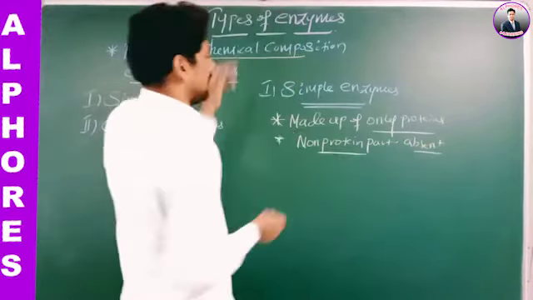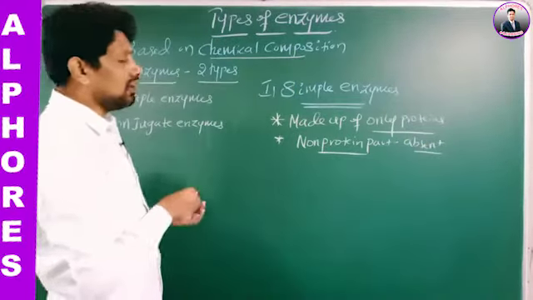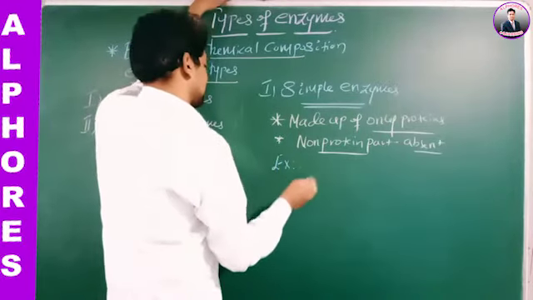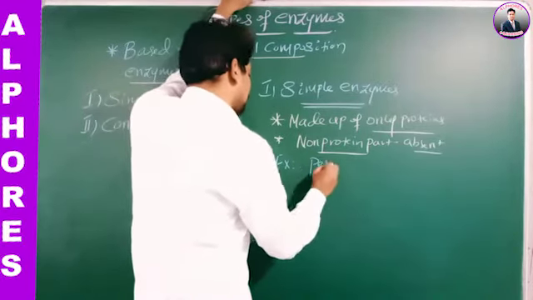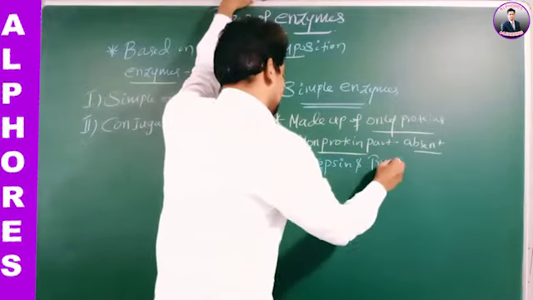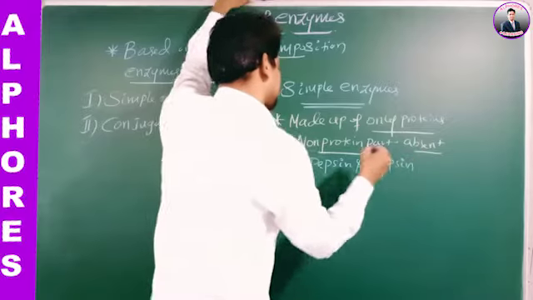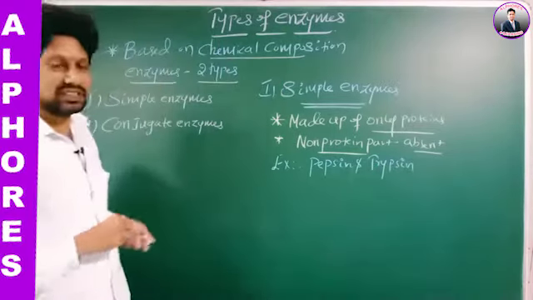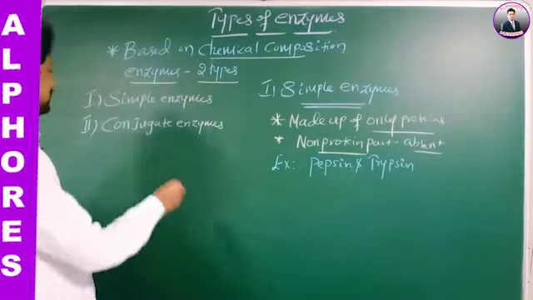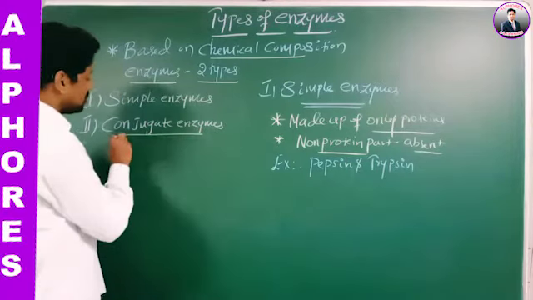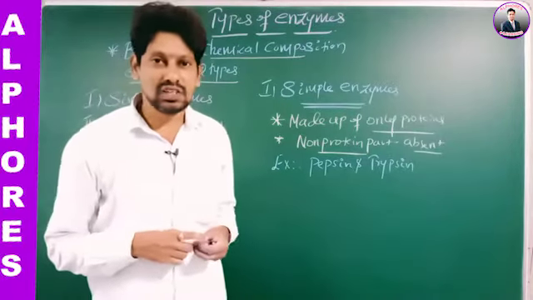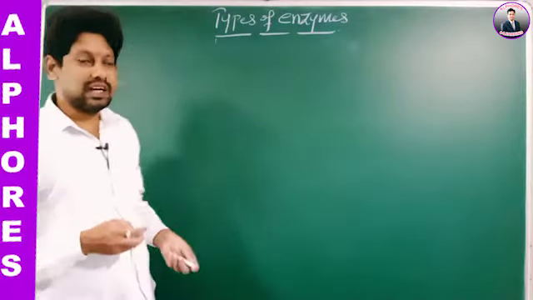Simple enzymes, best examples: pepsin and trypsin. These two are which enzymes? Simple enzymes. Okay, right? Now go for the second one, conjugate enzymes.